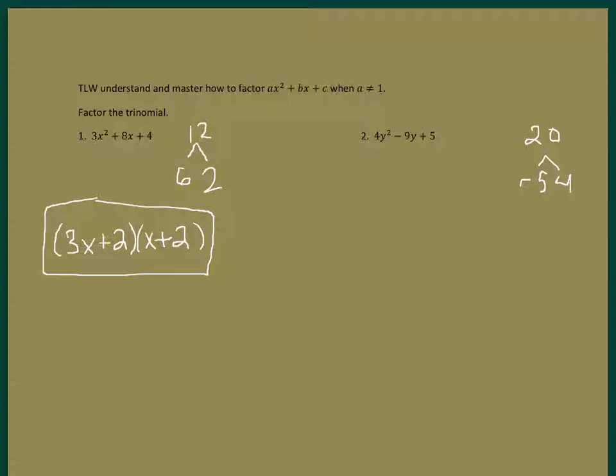Now, this is where we have to think. See, back up for a second. Over here we had 3x and 1x, because that's how you get 3x squared. But if you look, we're trying to get 4y squared. Well, that could be 4y times y, but it also could be 2y times 2y.